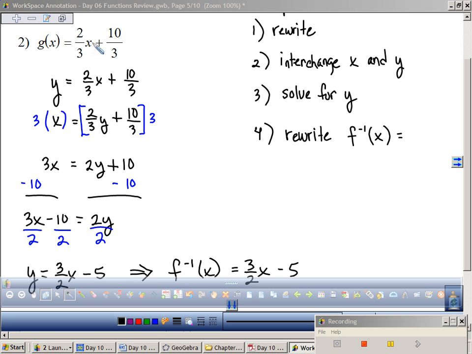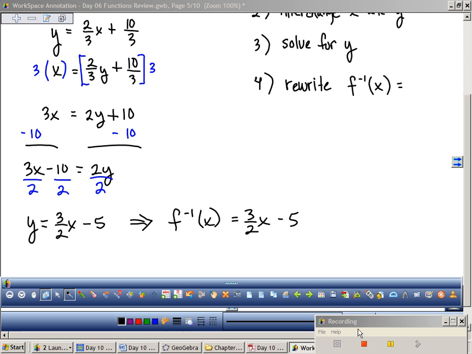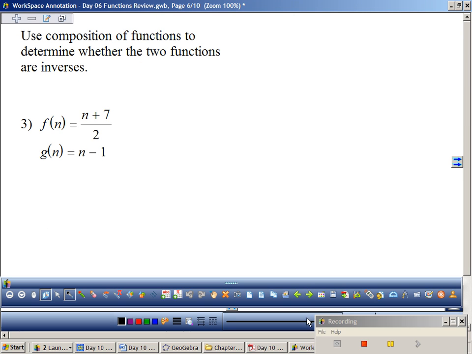Okay? If I were to graph it, they would look like reflections. Reflections over what? Y equals x, right? Okay, of course. You guys still need more time writing this down? Everybody's good? All right, let's move on.